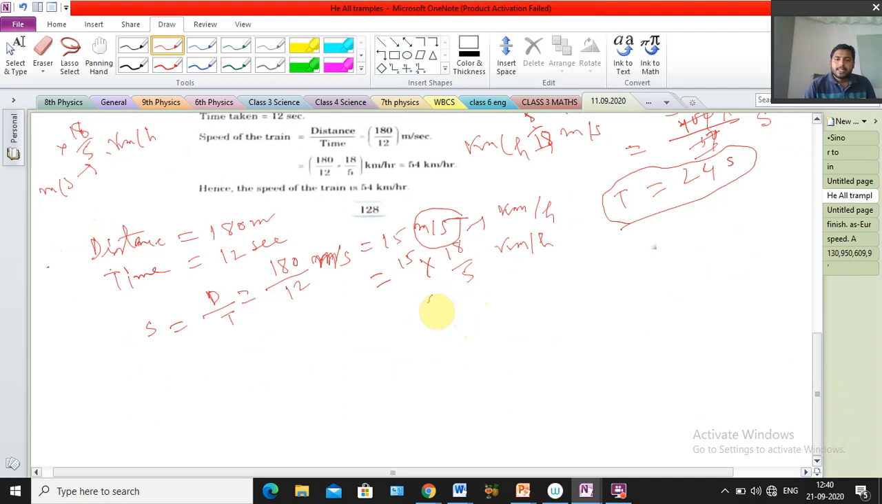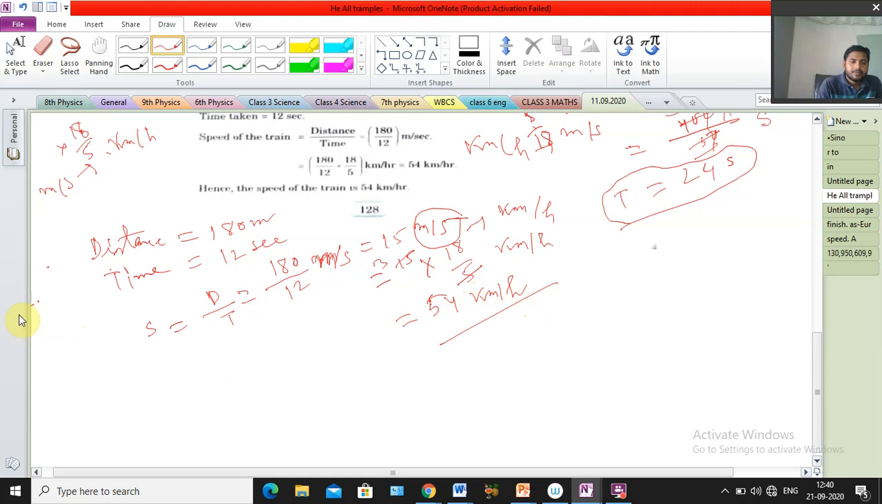Next, multiply here. 5 threes are 15, and 3 into 18 is 54 kilometer per hour. Clear? Understood everyone? So our answer will be 54 kilometer per hour. So write it.